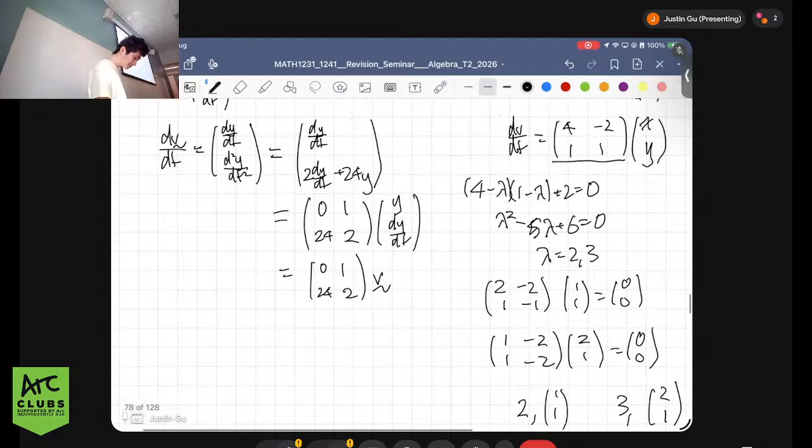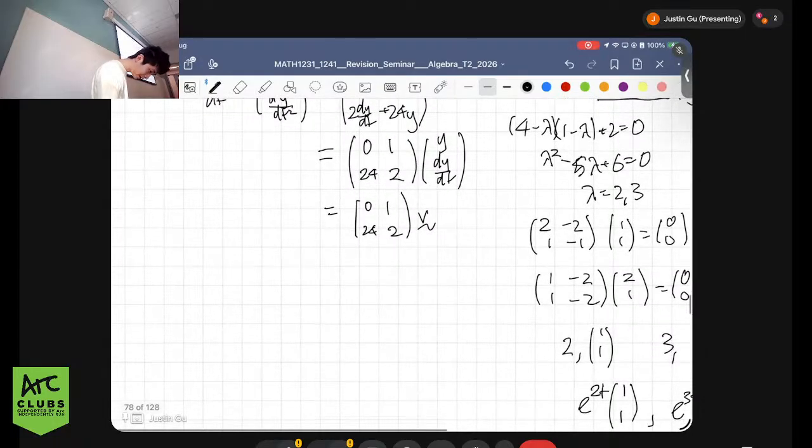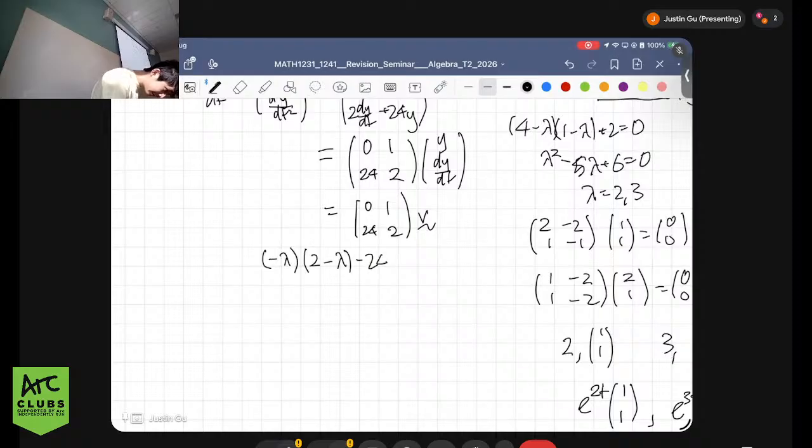That means we again do the same thing. We want to find the eigenvectors and eigenvalues of this. So the characteristic equation is this. We get lambda squared minus 2 lambda minus 24 equals 0, so (lambda minus 6)(lambda plus 4) equals 0. Lambda equals 6, negative 4.